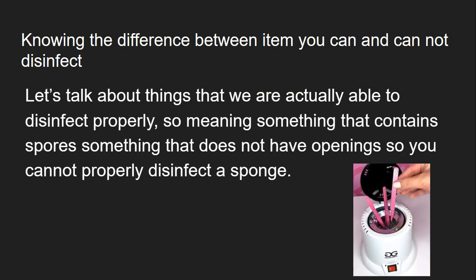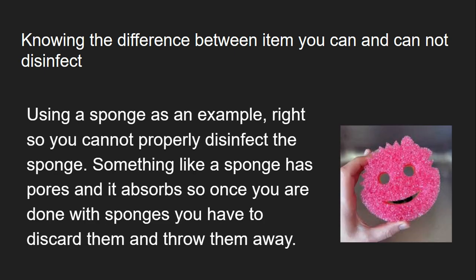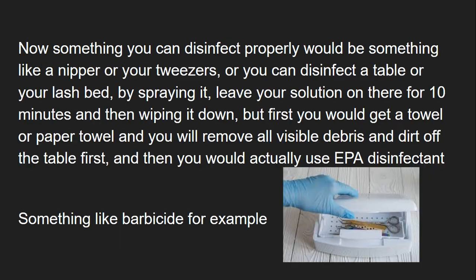So, knowing the difference between an item you can and cannot disinfect, let's talk about things that we are actually able to disinfect properly. Something that contains pores, something that does not have openings, so you cannot properly disinfect a sponge, using a sponge as an example. Something like a sponge has pores and it absorbs, so once you're done with the sponges, you just have to discard them and throw them away. But you do have to know the difference between an item that you can and that you cannot disinfect.